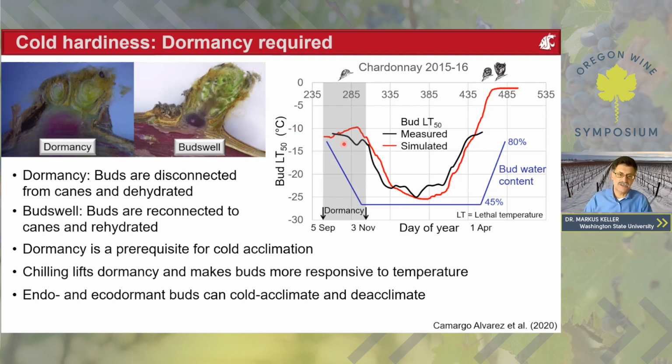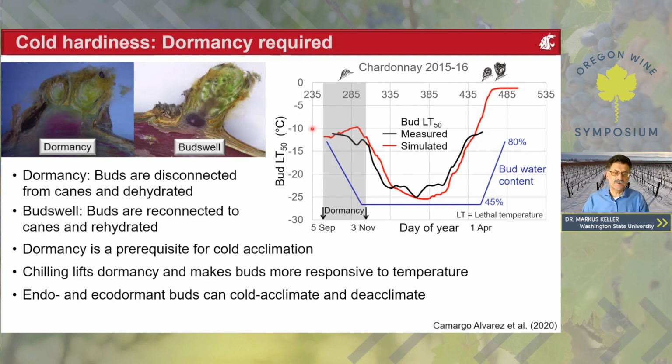You can see in this graph up here, obviously the dormancy period. We've talked about the water content changing. The black and the red line are the cold hardiness of the bud. And we measure cold hardiness as LT50. You can see that over here, but LT50, that means the lethal temperature for 50% of the buds. So that would be the temperature that would kill about half of the bud population in a vineyard.